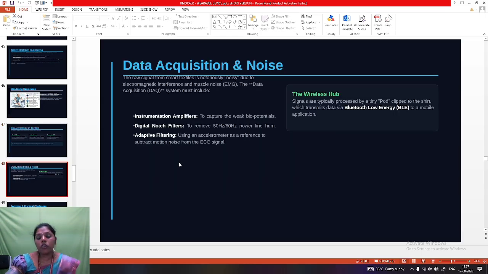Next, data acquisition and noise. The raw signals from smart textiles are noisy due to electromagnetic interference and motion noise. The data acquisition system includes an instrumentation amplifier, a digital notch filter, and an adaptive filter. The wireless signals are typically processed by a tiny pod clipped to the shirt, which transmits data via Bluetooth Low Energy to mobile applications.